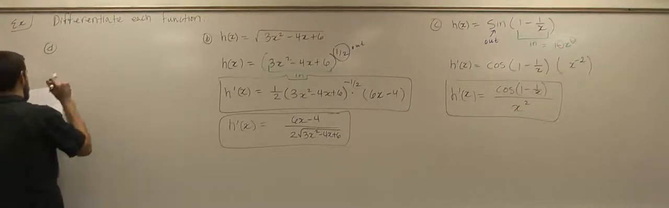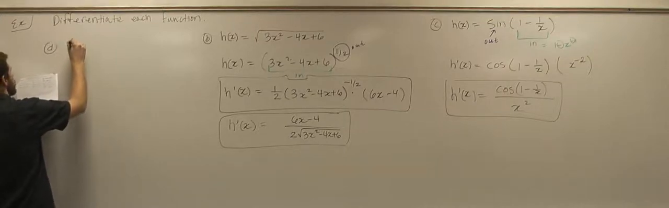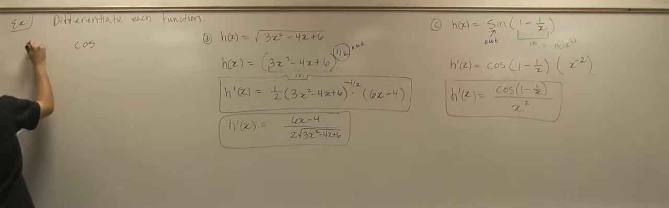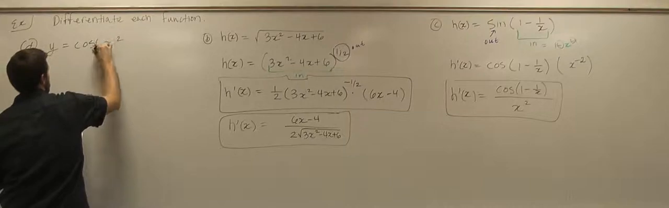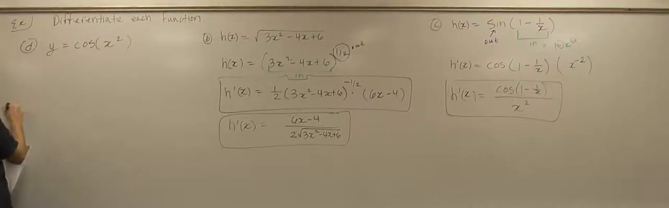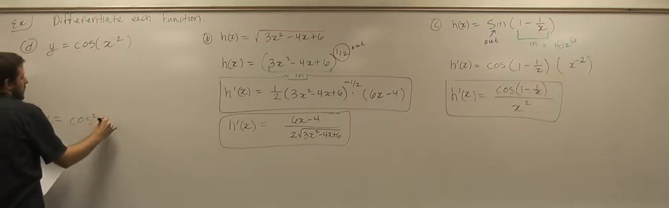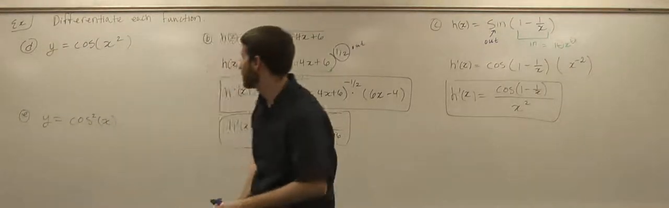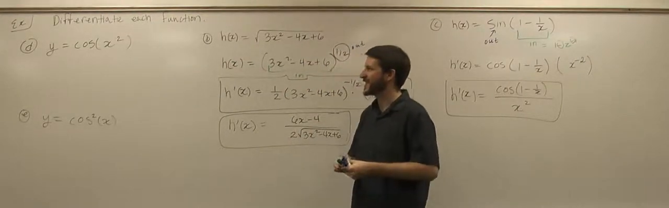Okay, so let's do cosine. We have to do these two: y equals cos x squared, versus y equals cos squared x. I'll give you two problems at one time.